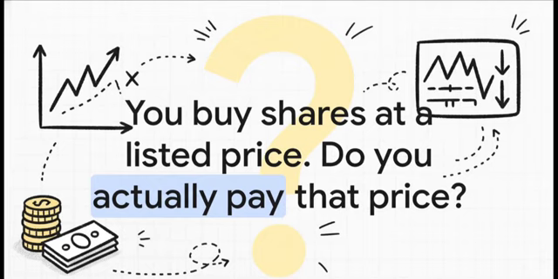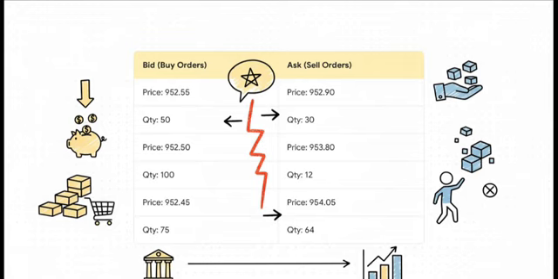You're looking at your screen and you see a stock is trading for, let's say, $95. You decide, okay, I'm going to buy 100 shares. Do you think you're actually going to pay exactly $95 for every single one of those shares? The real answer, which might surprise you, is almost always no. And to understand why, you have to peek behind the curtain at the market's order book.